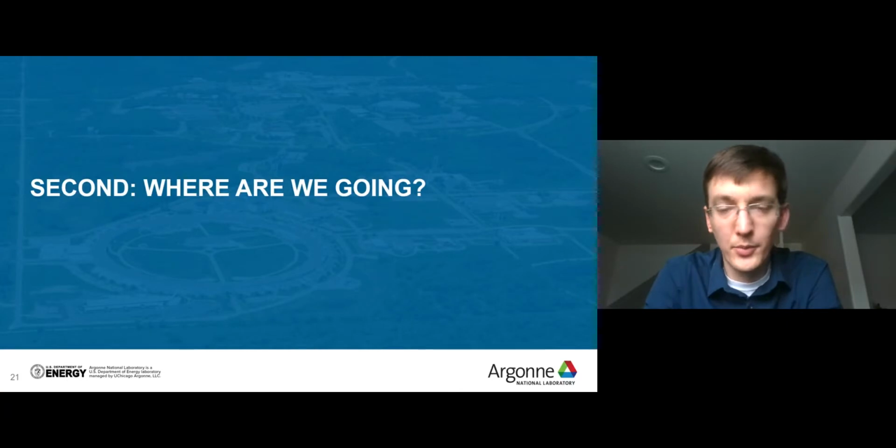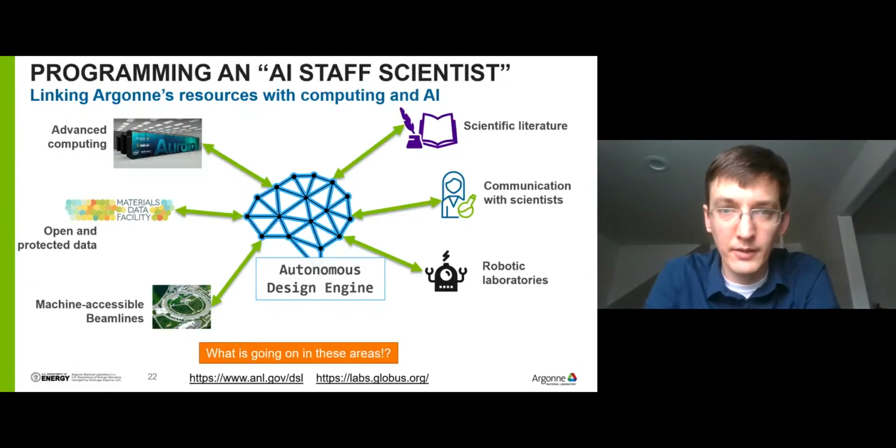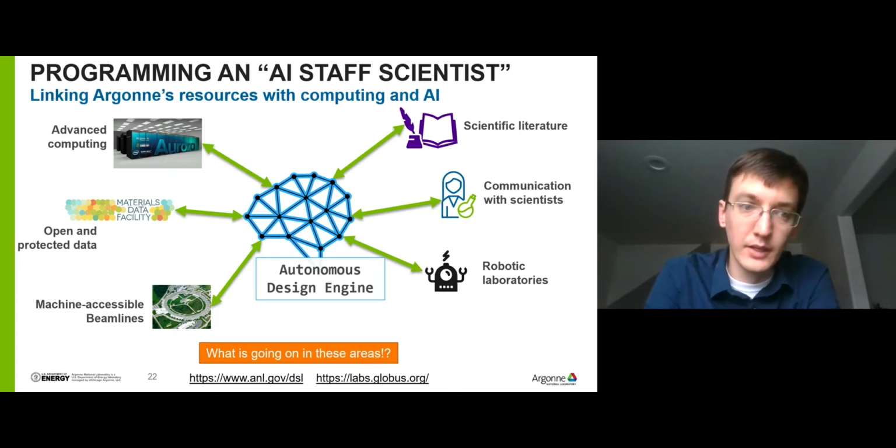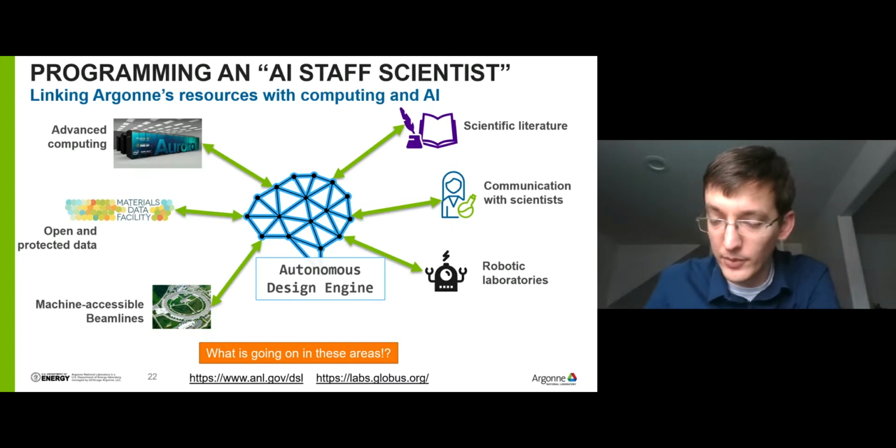So at this point, I'm going to briefly sketch through some of the techniques we're building up at Argonne to more fully realize this idea of an AI staff scientist that can do more than just run HPC tasks. It could perhaps use open data sets or interact with robots. And here we're going to touch on various projects without going into them in much depth.